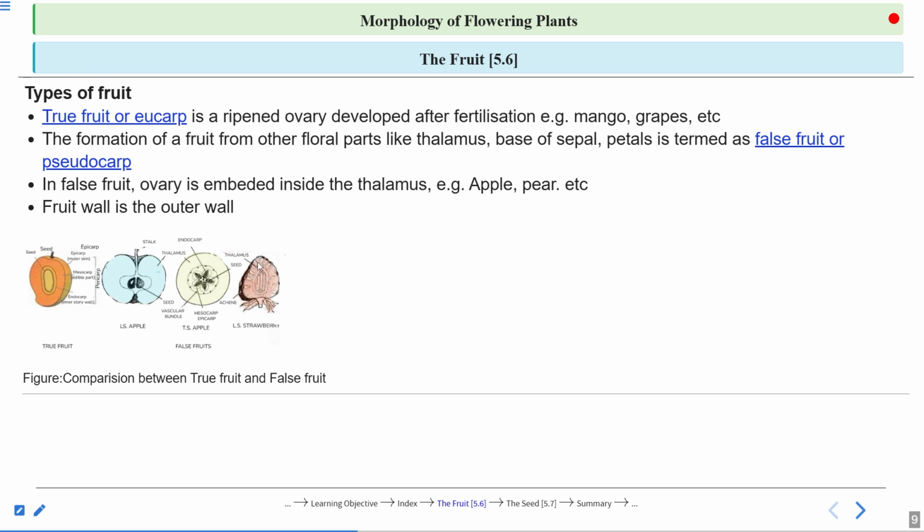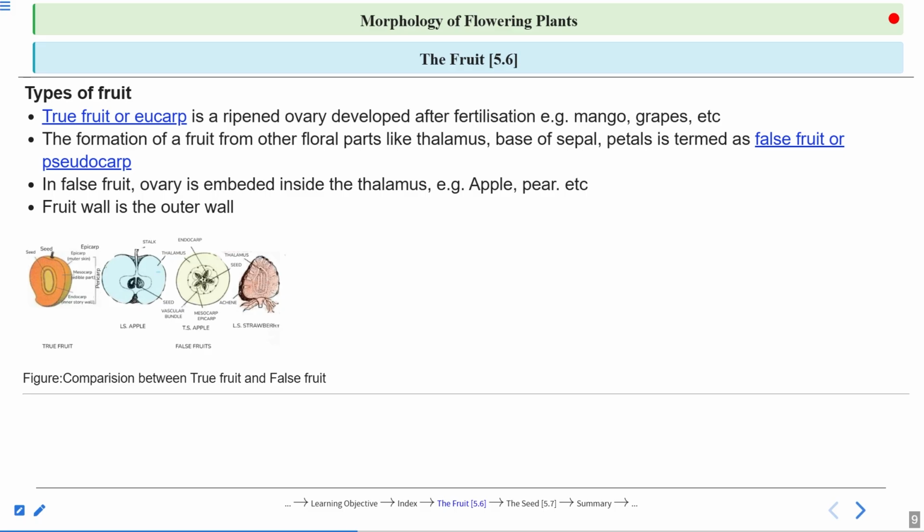And this is not a single carpel. This is a strawberry which has a multicarpellary ovary. Multicarpellary. Many ovaries are there. Okay? And that is why this fruit is called an achene. Why is this called an achene? This is not a drupe. This is an achene.